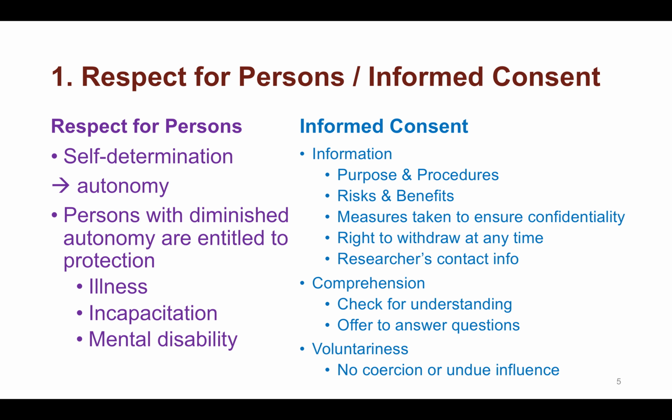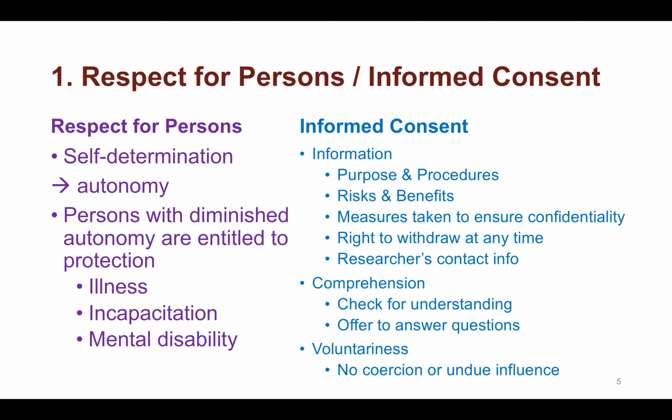The informed consent process has three important pieces. One of those is information, which involves basically giving participants information about the purpose and procedures of the study, the risks and benefits that they're going to experience or potentially experience, the measures that are going to be taken to ensure their confidentiality, the fact that they have the right to withdraw from the study at any point and without penalty from doing so.